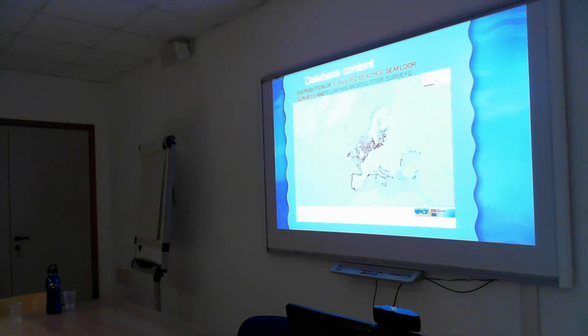For example, this is one of the preliminary results that we obtained from this work of data management on litter. In this picture is the content of our database, showing, for example, the available surveys at European level of beach litter, that are the surveys highlighted by the green dots, of floating microlitter, that are the green lines, and the seafloor litter, that are the red lines.